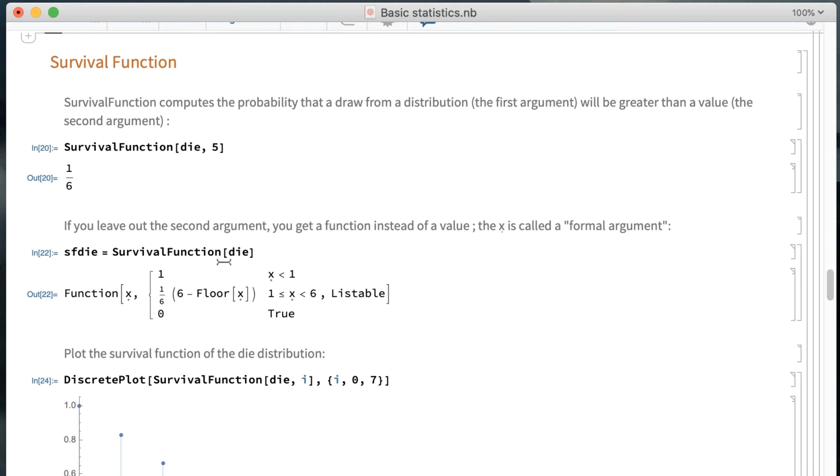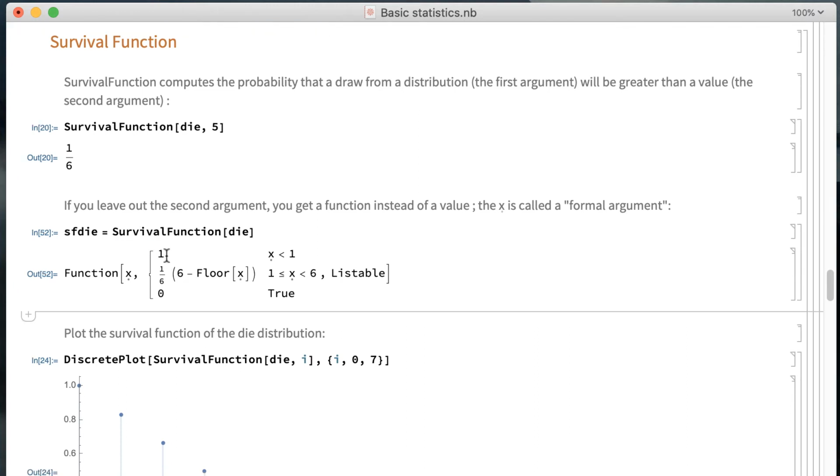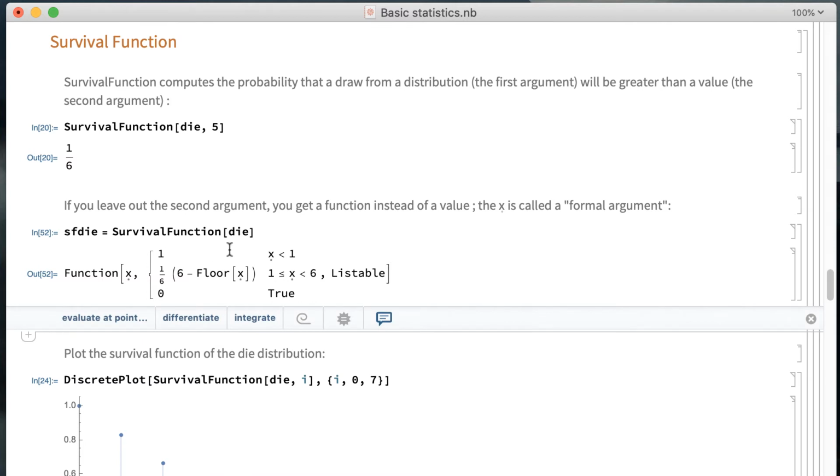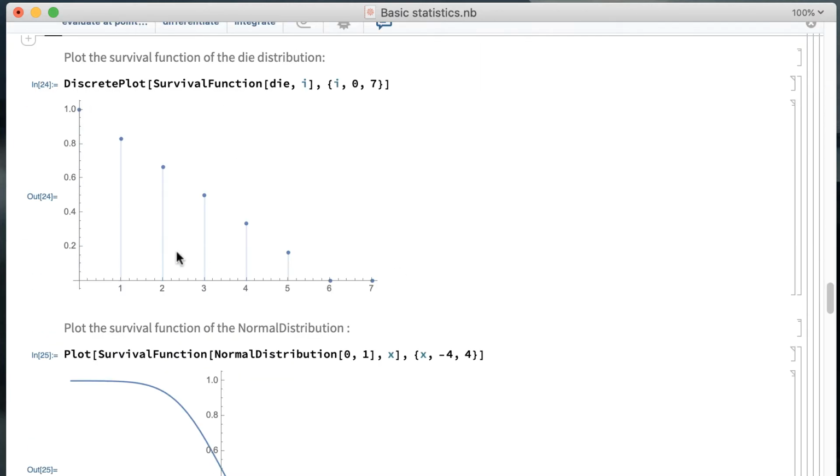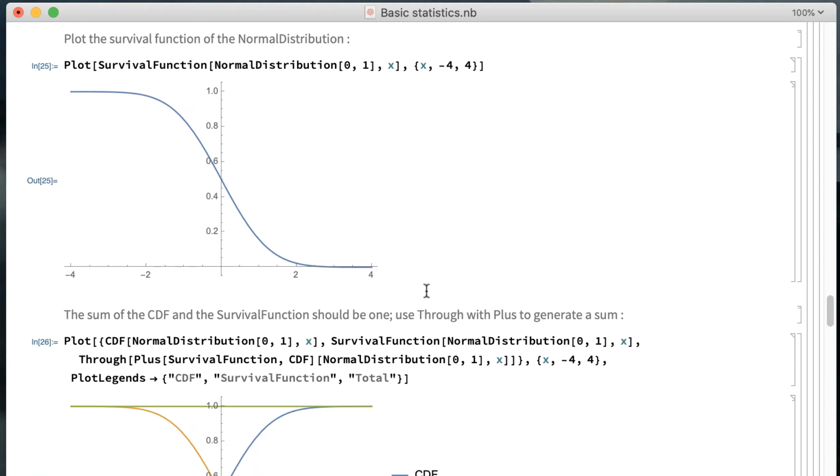Just as a programming note, if you leave out a second argument to one of these things like survival function or CDF, it will give you a function that will return answers in the future. So here I'm going to compute the survival function of the die roll, and you can see it's just a function. You can ignore the listable thing. We can make a discrete plot of the survival function, and you can see it's kind of the reverse of the CDF. We can look at the survival function of a continuous distribution, such as the normal distribution.